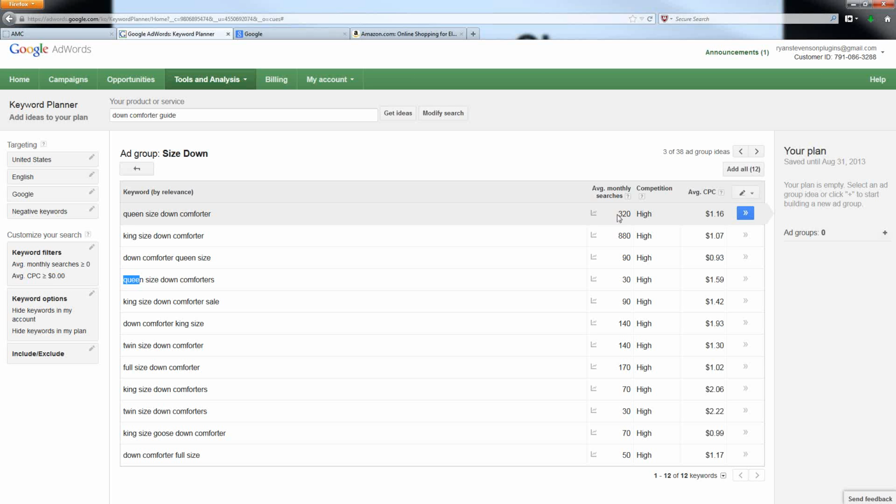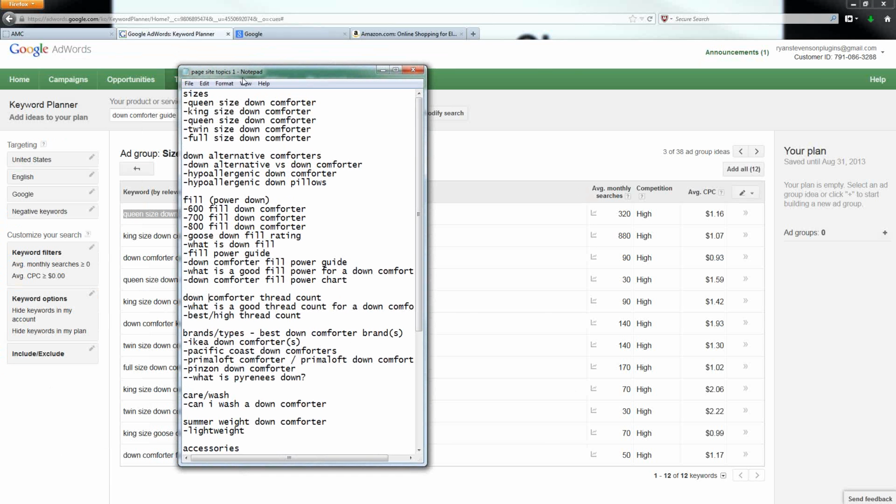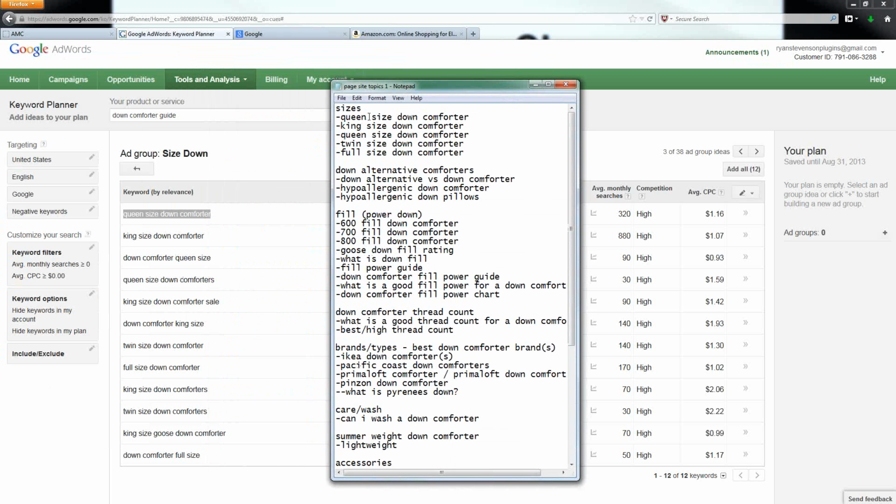month. Now, ordinarily, I might go for the lower traffic keyword phrase if I am deciding to target this on a secondary page of my website, for example. But 320 is really not that high. So this is the keyword phrase that I ended up selecting. And as you can see over on my list here, I went with similar keyword phrases for each of the different size types that are available for these comforters.